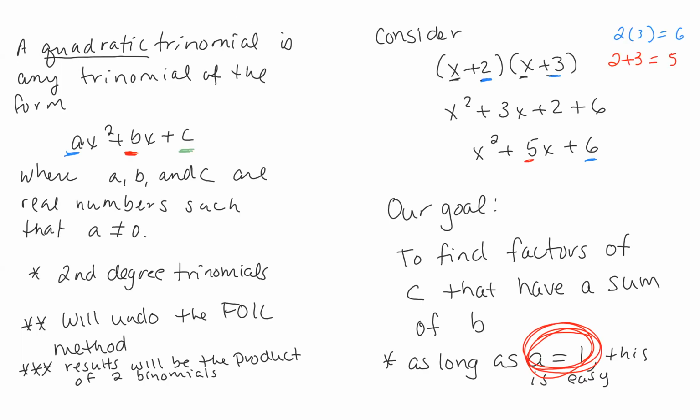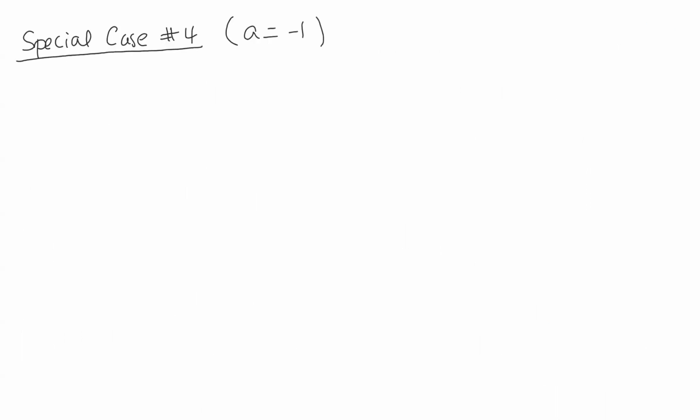Okay. Special case number 4 and 5 are almost the same, but I do separate them. So special case number 4, A is negative 1. So far what we've been dealing with is these quadratic trinomials where A is specifically 1, okay? So here A equals 1, and I circled it down here in red. A is 1, okay? So the issue here is that we're saying A is negative 1, all right?